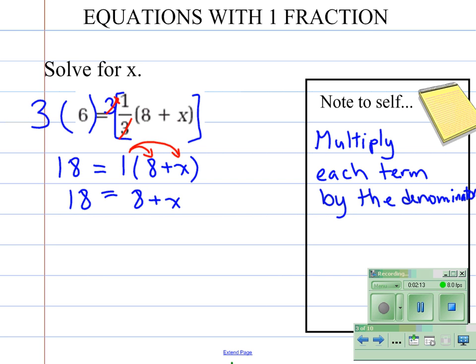So after we did this little note to self, all the other steps you're going to see look just like what we've been working on before. Distribute, collect like terms across the equal sign. So remember, when the 8 moves to the other side, it's going to become a negative 8. And in this case, we don't need to divide by any coefficient because it's already 1. 18 minus 8 is 10, so that means x equals 10.